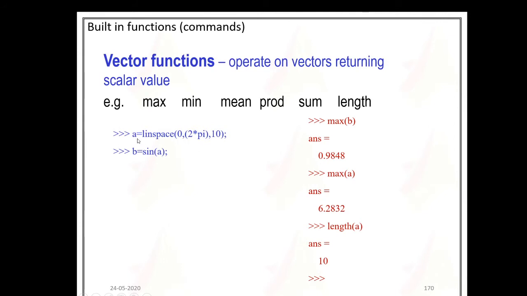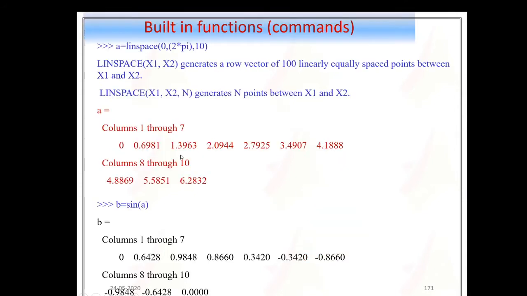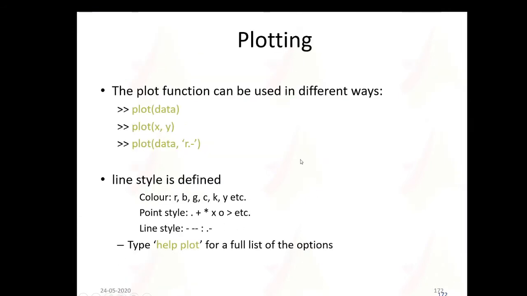That B is sine of A. For each and every value of these, it is going to find the sine. So A is this, B is this. 0.6, that is between 0 to 2 pi, the 10 values are generated. For each and every value, the sine function is determined and stored in B.